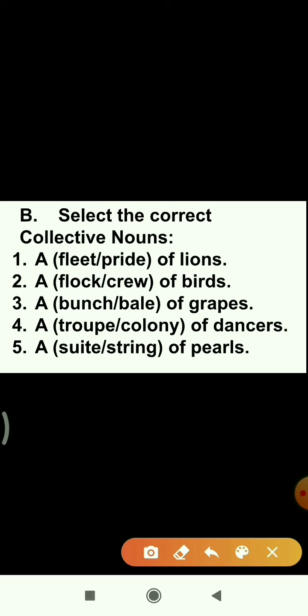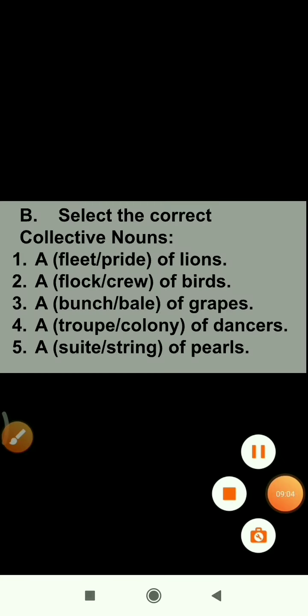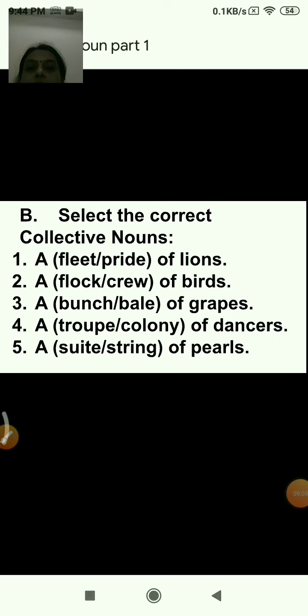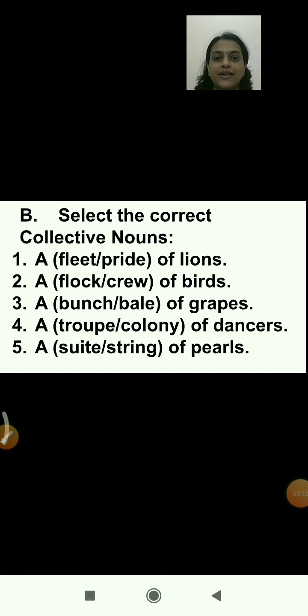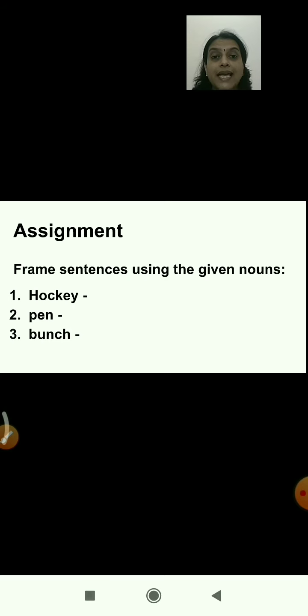Now the next one, the fifth one, a suit or string of pearls. Now we say suit of rooms, right? So what is our answer? Correct, string, a string of pearls, right? So here we got our answers, we got our collective nouns, isn't it? Now, yeah, so we have solved this exercise, correct? Now one more for you. It's an assignment which you are supposed to do.